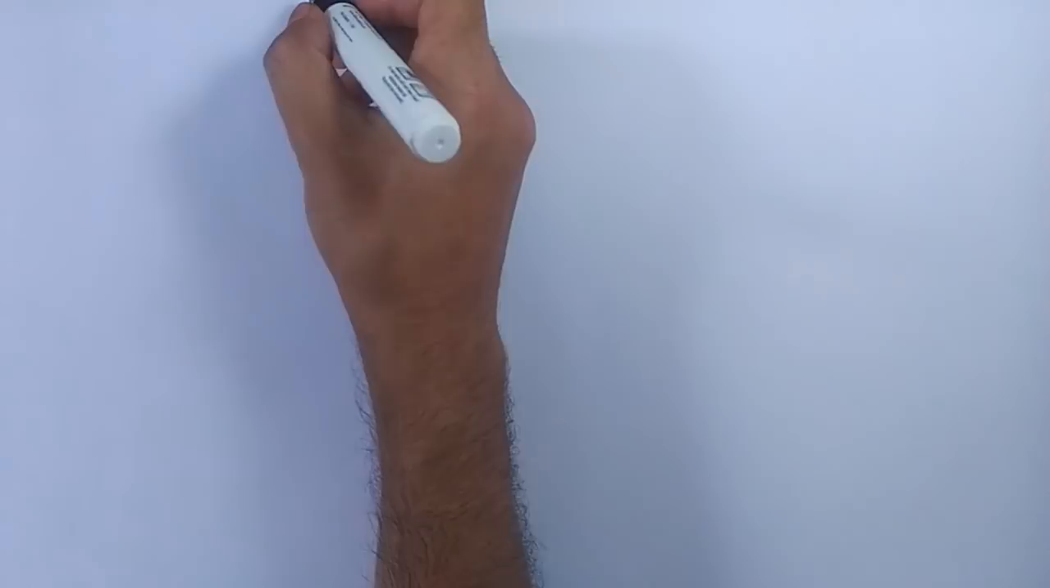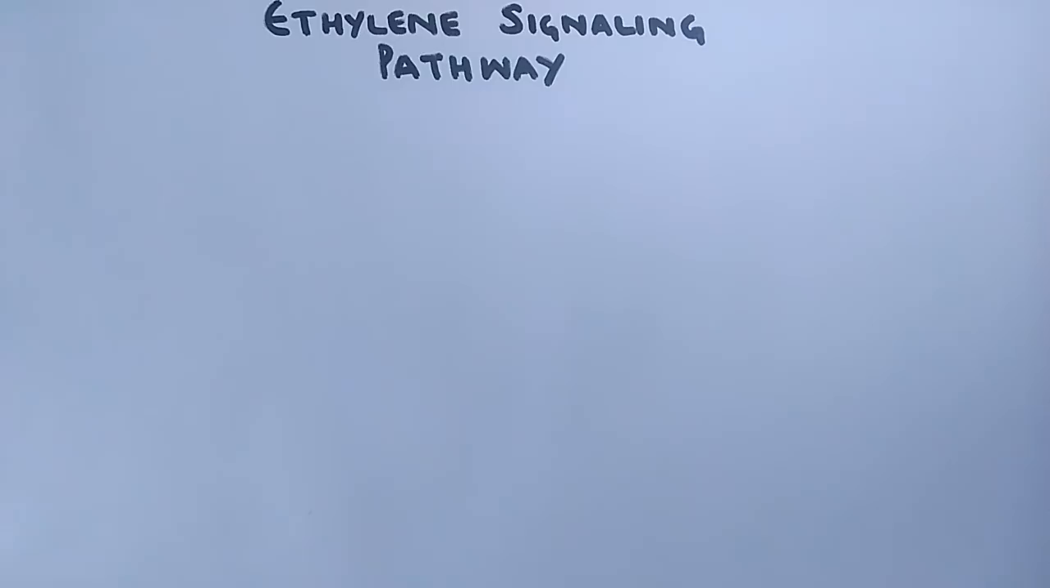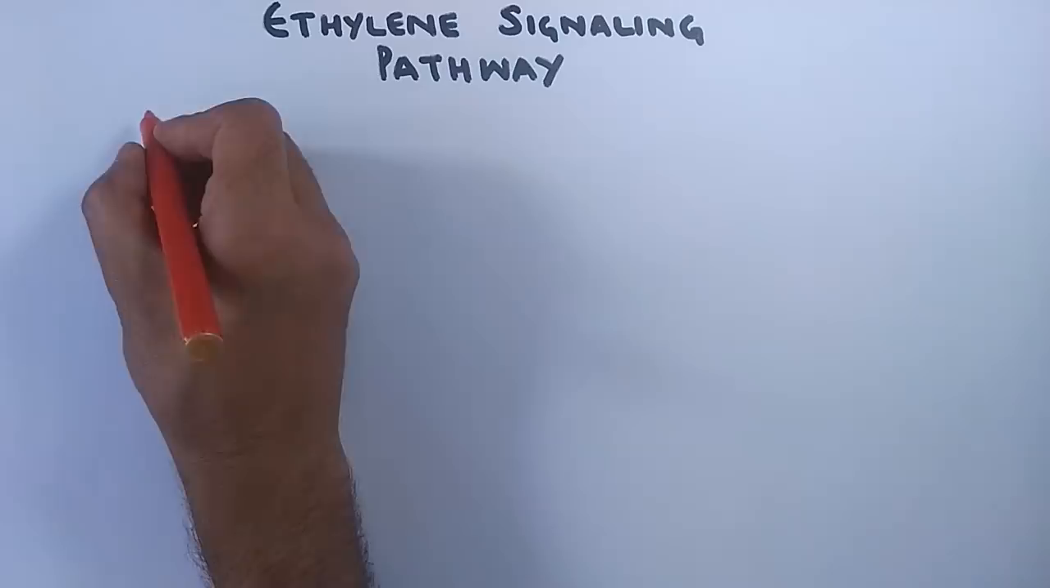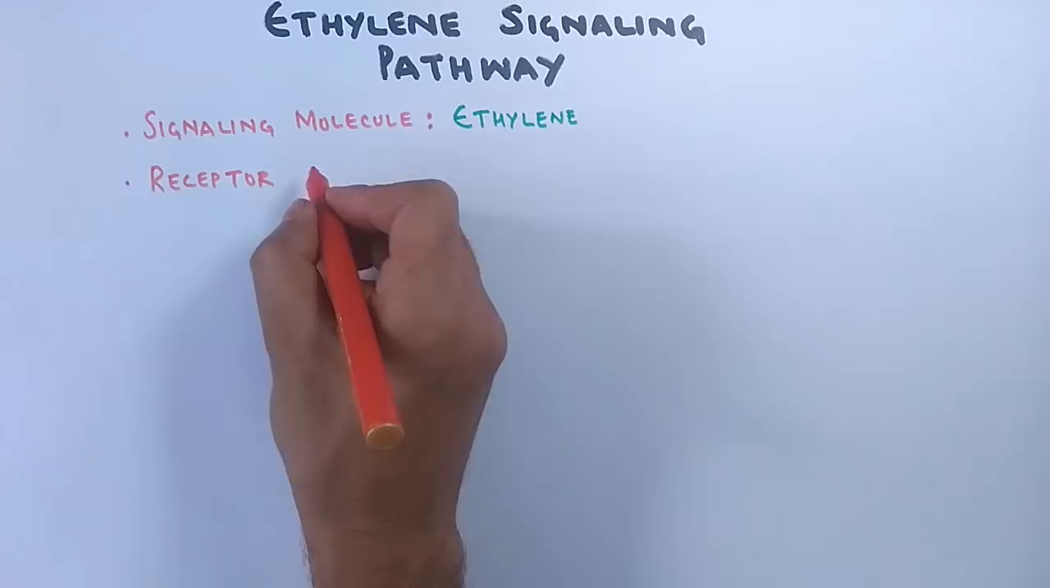In this video, we'll be discussing the ethylene signaling pathway. First of all, let's see what the signaling molecules in it are and its receptor proteins. We see the signaling molecule in this pathway is the ethylene molecule and its receptor is ETR1, ethylene response 1.